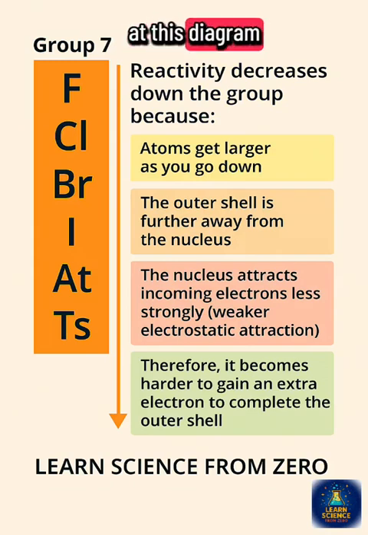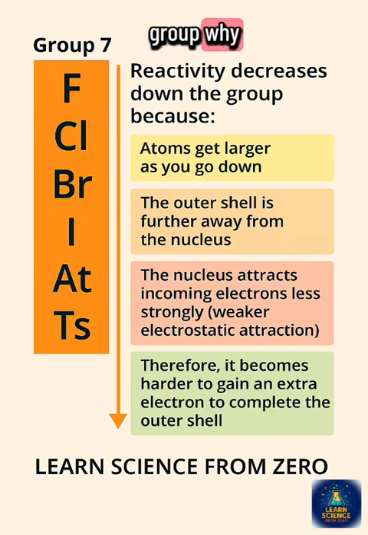Take a look at this diagram. Group 7 elements have 7 electrons in the outer shell, so they just need to gain one more electron to have a full outer shell and to become stable. Now, fluorine is the most reactive and tennessine is the least reactive, and the reactivity decreases as you go down the group.